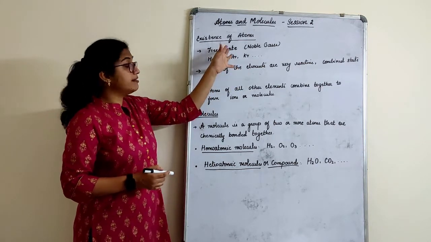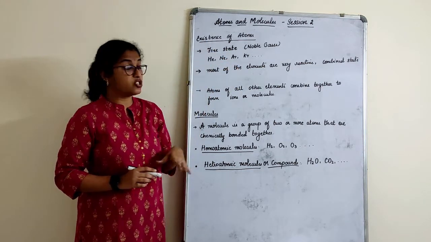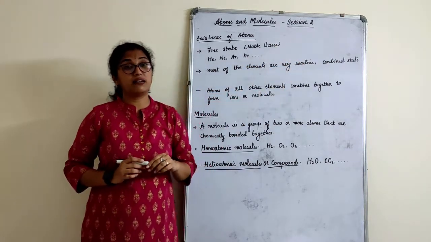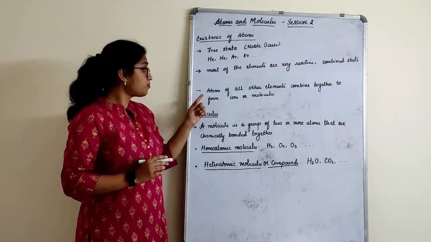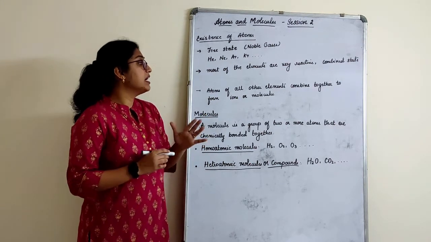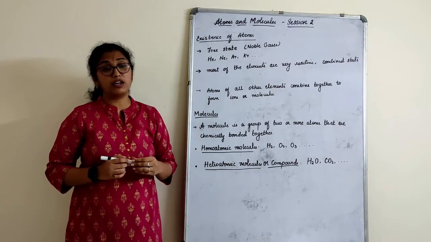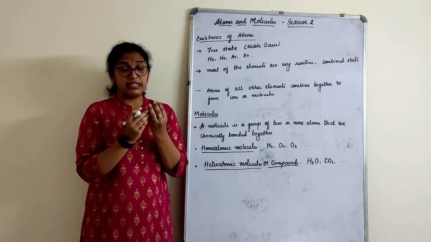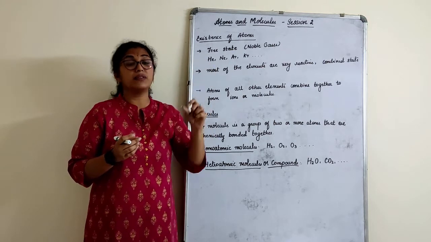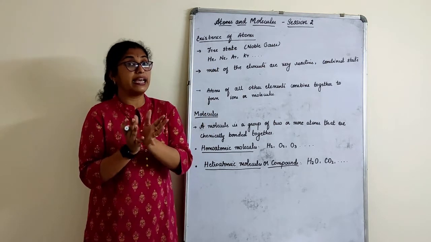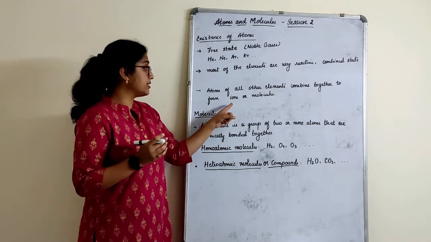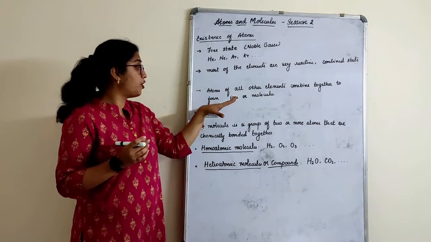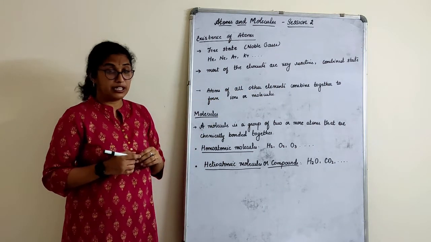There are very few elements which occur in the free state, but most of the elements are very reactive and they occur in the combined state. Atoms of all other elements combine together to form ions or molecules. They either exist in the form of a single atom, or they exist in the form of a molecule.